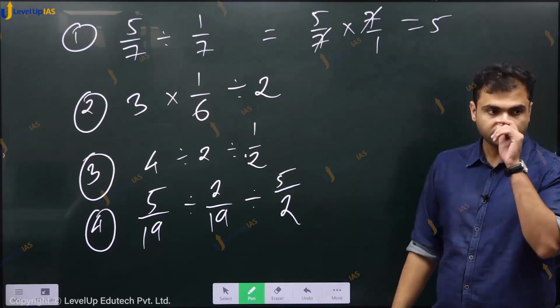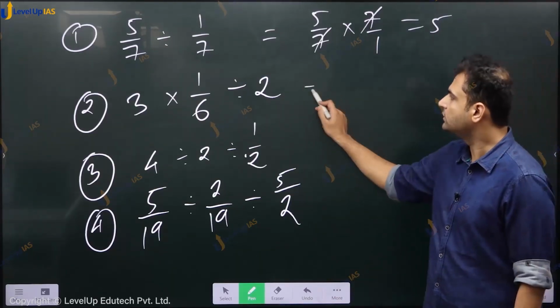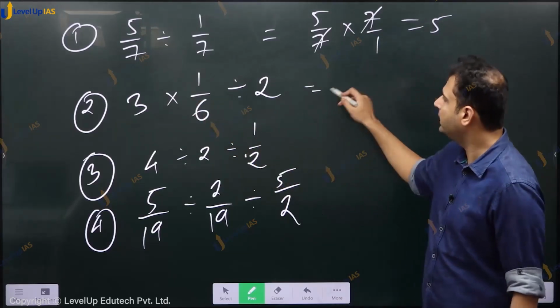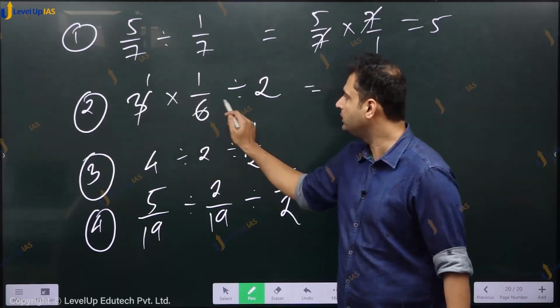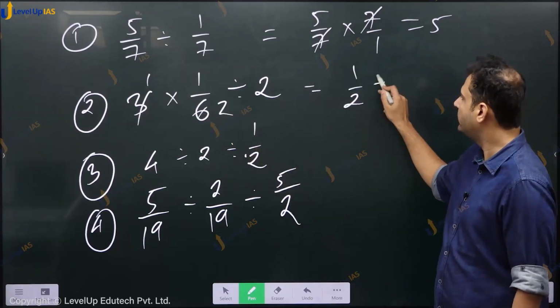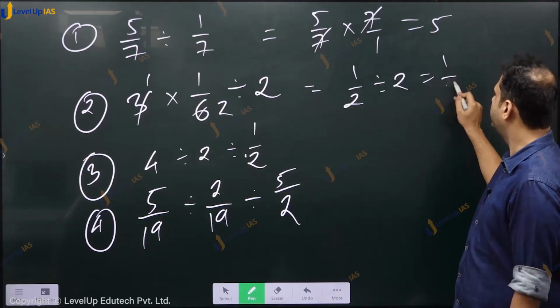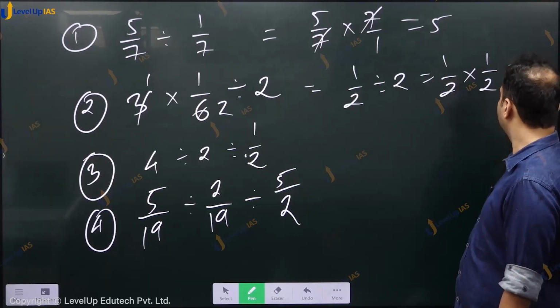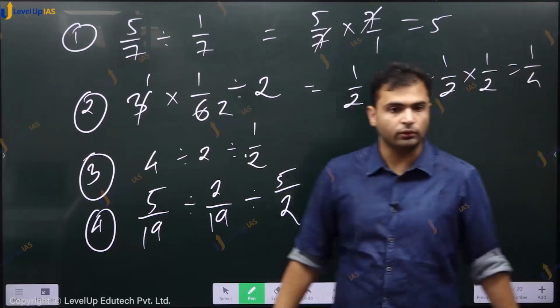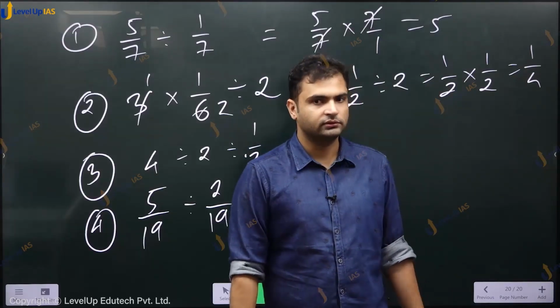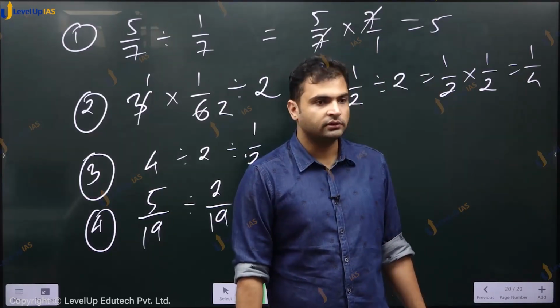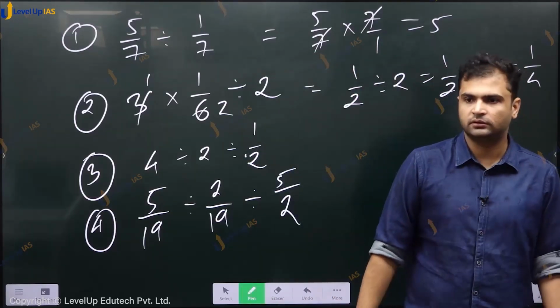Second, this is firstly if you do this you will get 3 1s are 1, 3 2s are this. So 1 by 2 divided by 2 is equal to 1 by 2 into 1 by 2, 1 by 4. सही है? गलती की किसी ने? सही है ना?